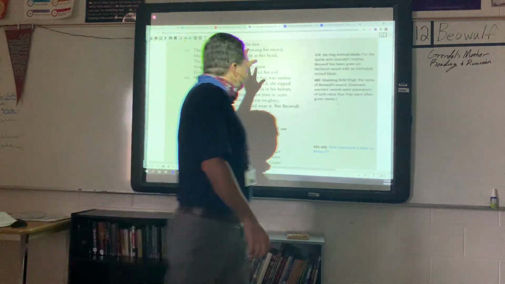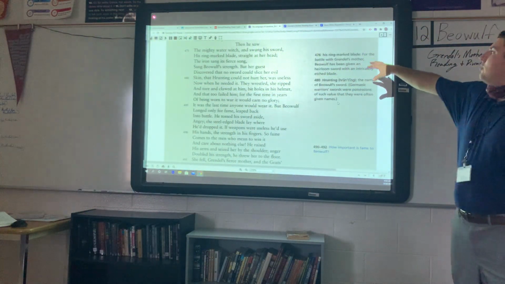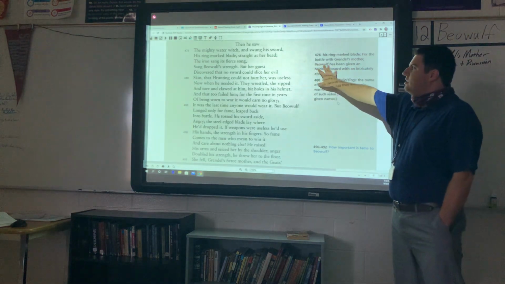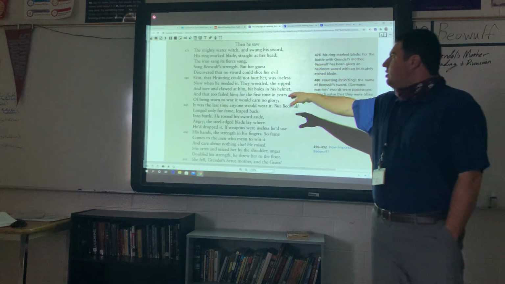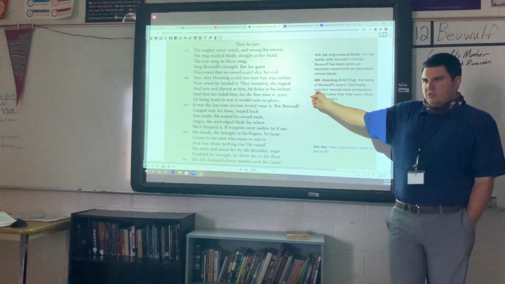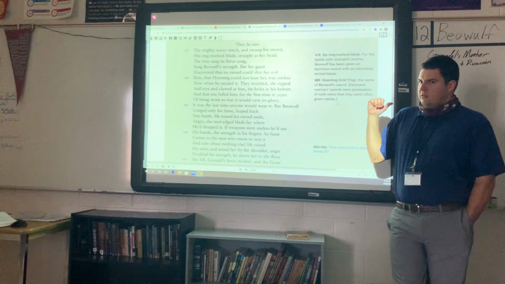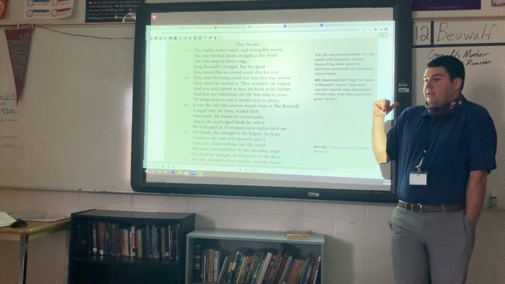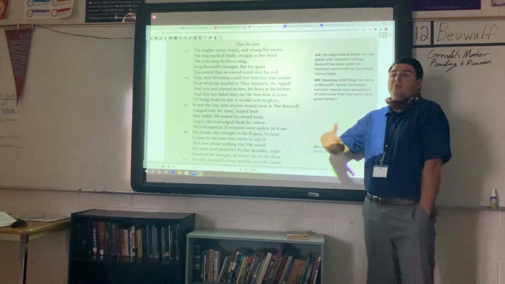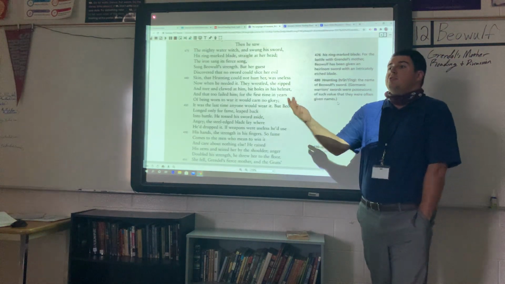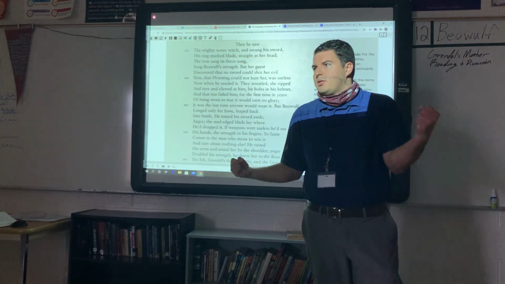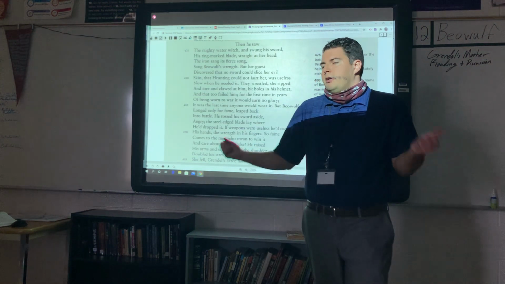"And then he saw the mighty water witch and swung his sword, his ring-marked blade, straight at her head. The iron sang its fierce song, sang Beowulf's strength. But her guest discovered that no sword could slice her evil skin," which we discovered last week. That was the problem with Grendel, right? None of the swords worked against him because there was this magical curse on him that no human weapons could pierce his skin. That's why Beowulf had to rip his arm completely off of his body in order for him to bleed and die.